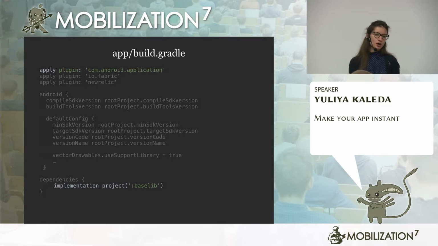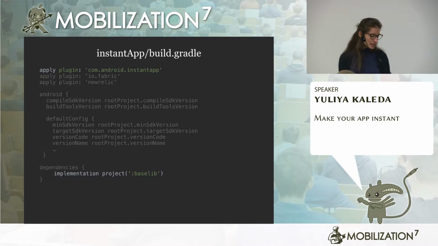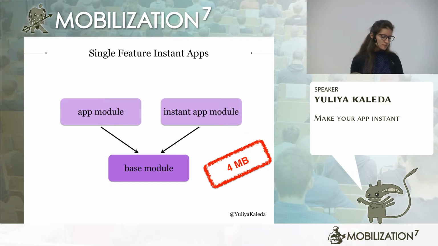Again, it's probably obvious from the chart and diagram that I showed earlier. Build.gradle file of the Instant App module has a plugin com.android.instant and Instant App, and the dependencies block is pretty much the same as the app module. You just have to tell that Instant App depends on the base module. And that's basically it. So that's it as far as configurations is concerned.